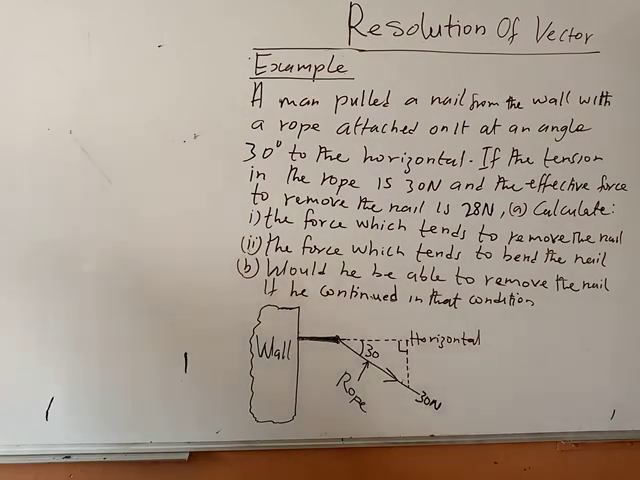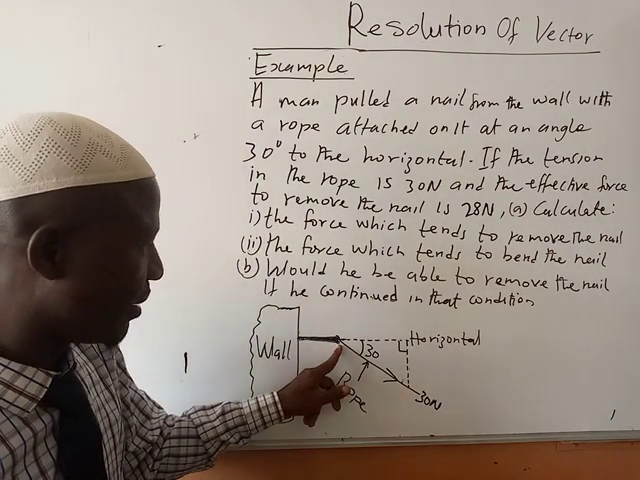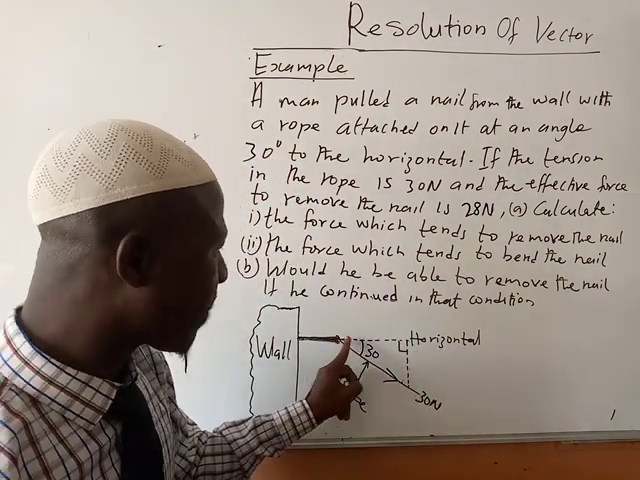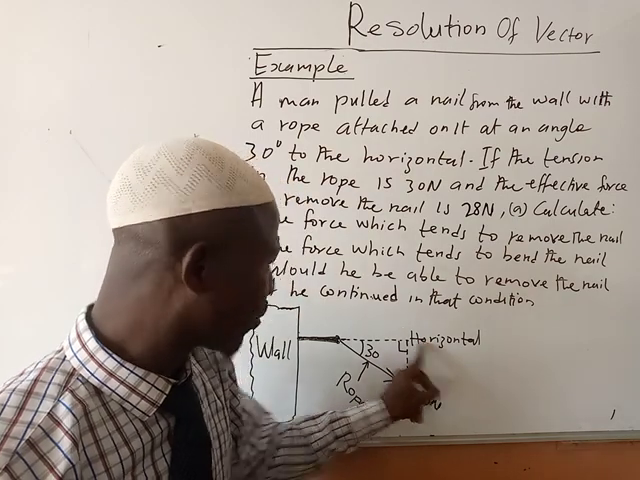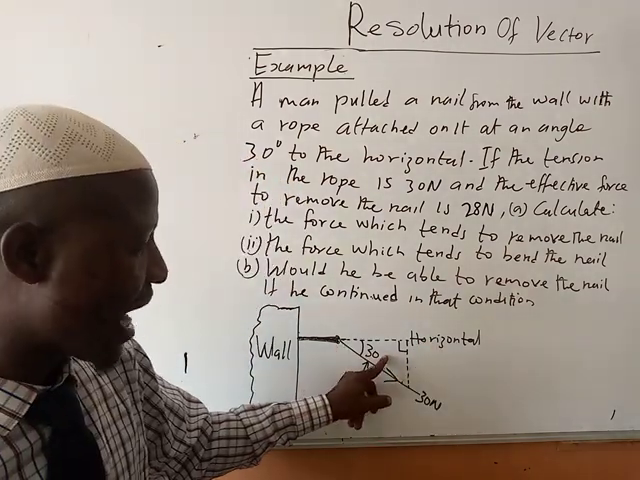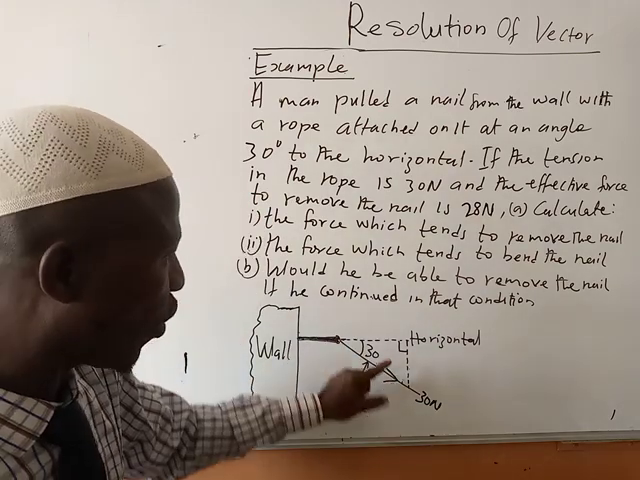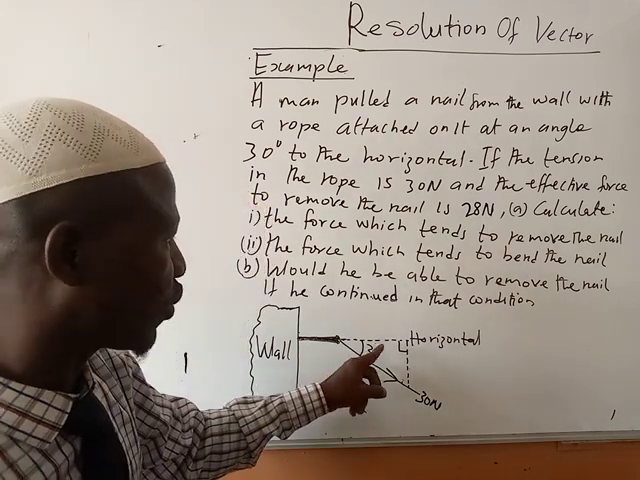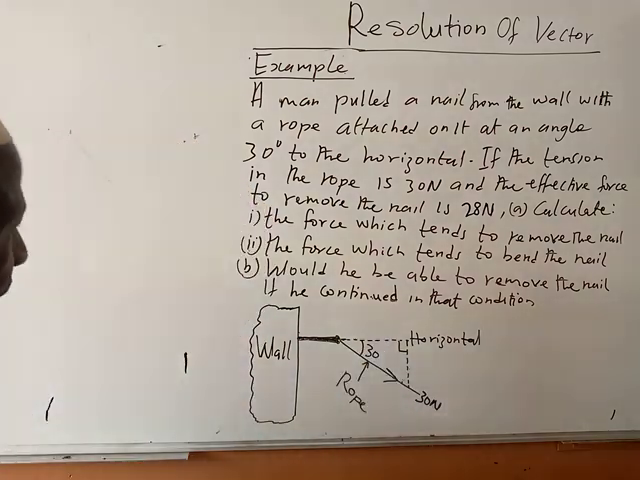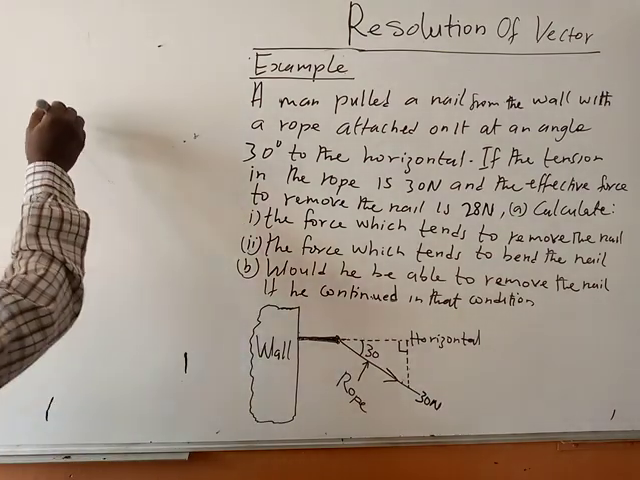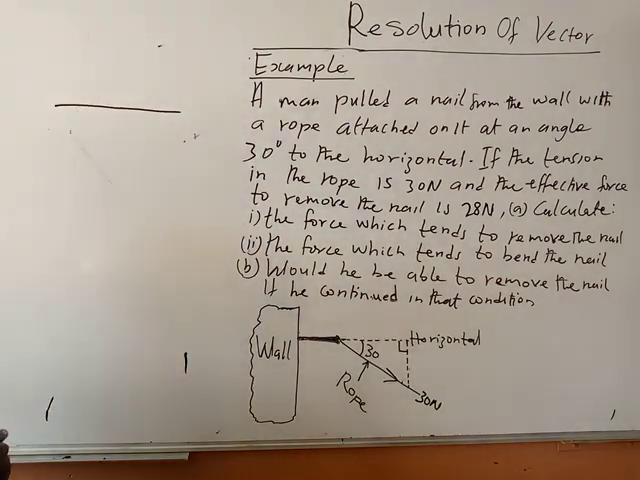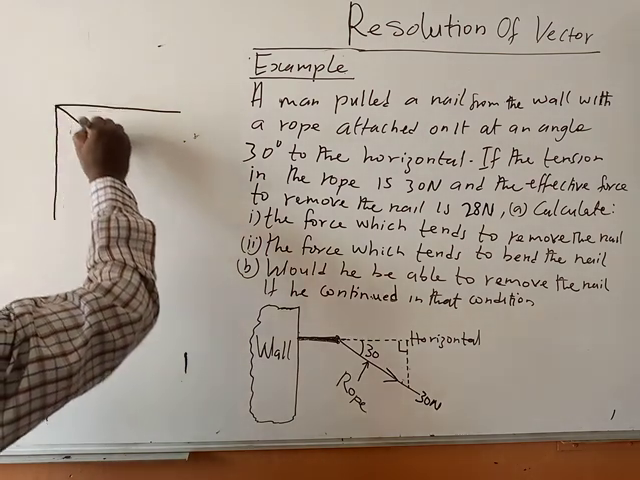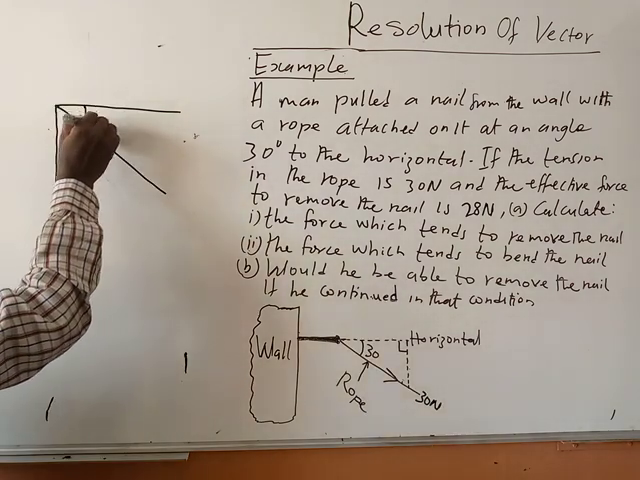Now, look at the diagram. This is the nail, this is the horizontal component. But the man applied the force like this. Instead of applying along the horizontal component to remove the nail, he applied it at a certain angle. Let's now resolve this force into horizontal component and vertical component to know whether he will be able to remove the nail or not. Now, let's redraw the diagram here. We are going to have it like this. This is the horizontal component, then this is the vertical component. But the man applied the force like this. This angle is 30 degrees.